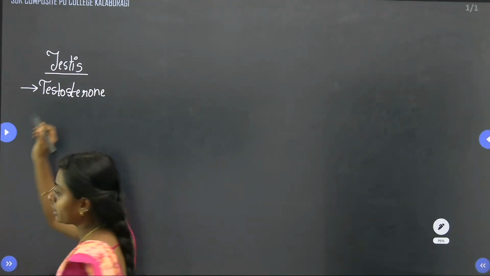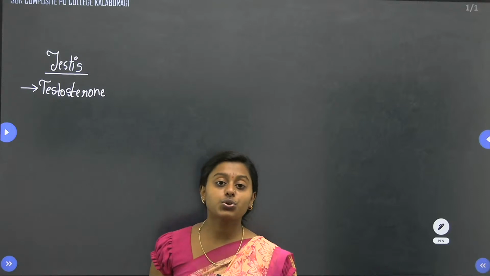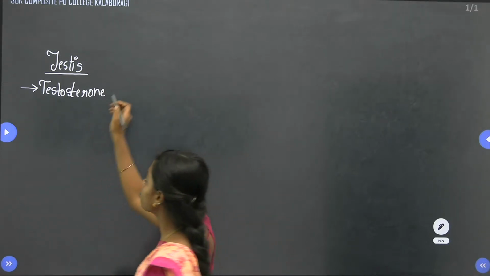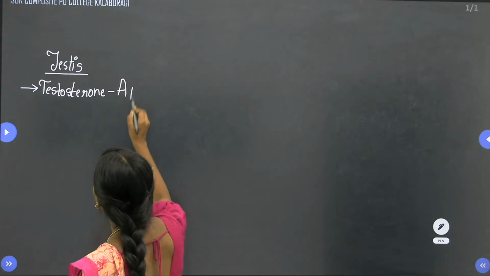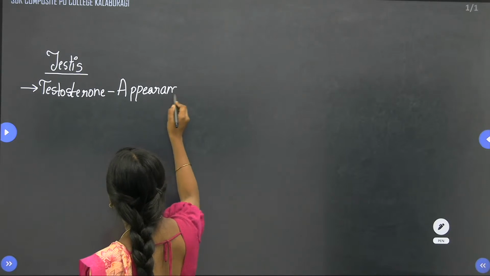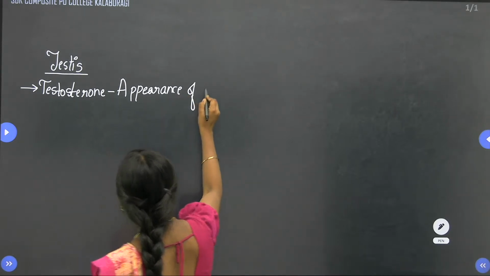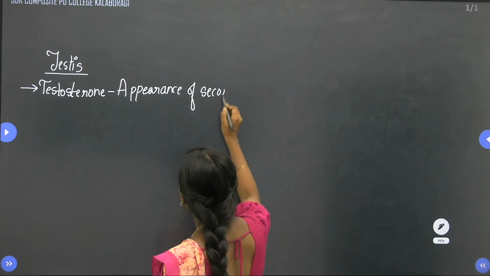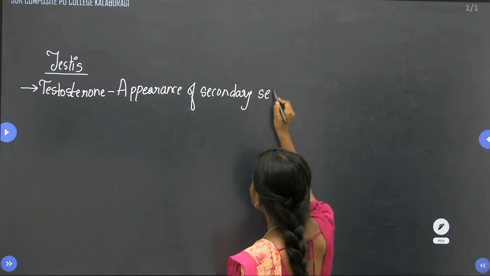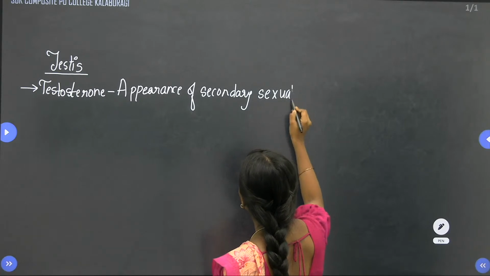Hormone secreted by the testis is testosterone. Testosterone hormone is responsible for appearance of various secondary sexual characters in case of male.